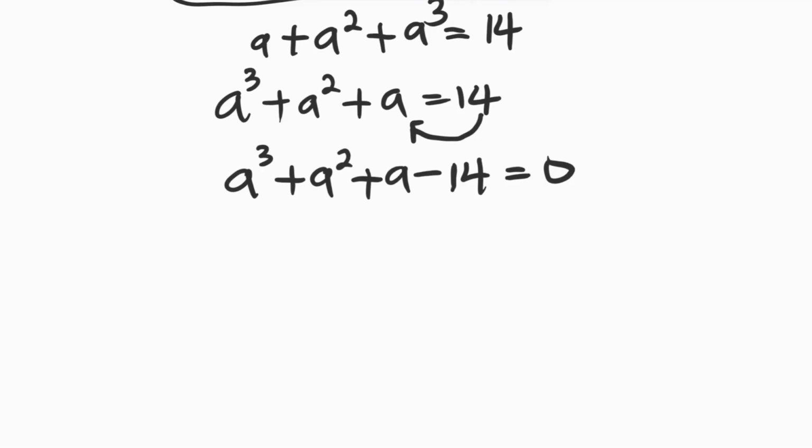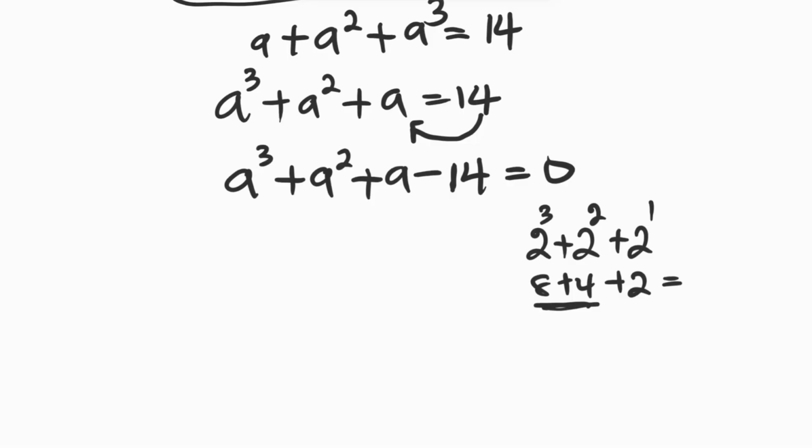Now, we need to be able to rewrite 14 in such a way that there are 3 numbers that add up to 14, and each of those numbers are raised to 3, raised to 2, and raised to 1, and when we add them up, they all become equal to 14. Now if we try 2 raised to the power 3, that's 8, and we try 2 raised to the power 2, that's 4, and we try 2 raised to the power 1, which is 2. We have 8 plus 4 is 12, 12 plus 2 is 14.